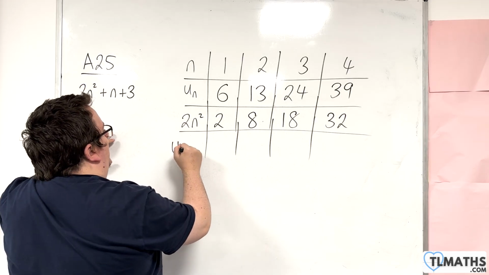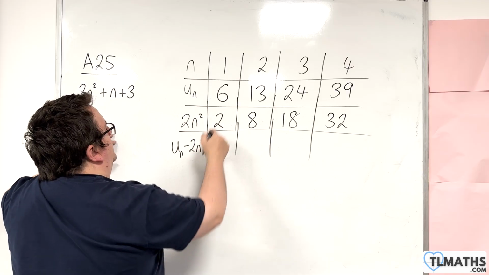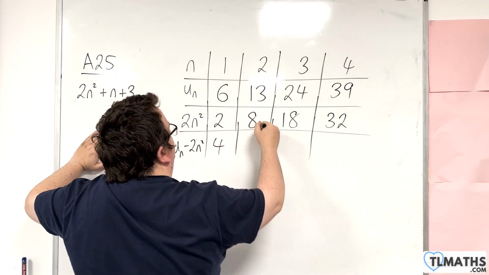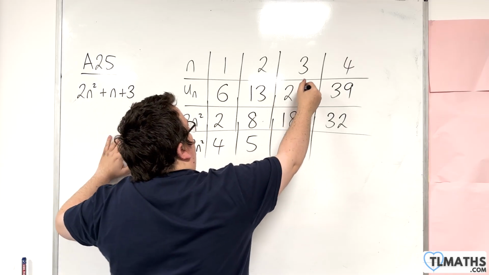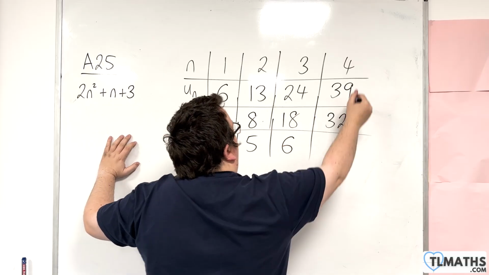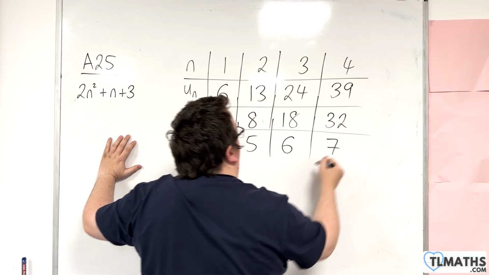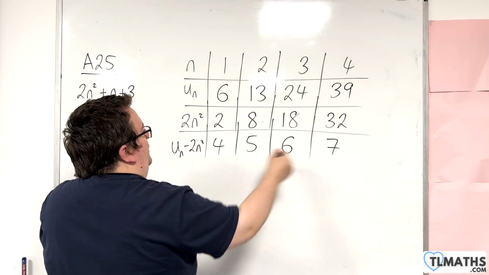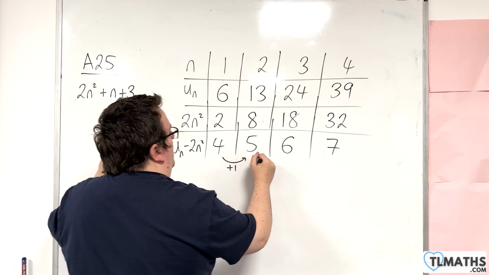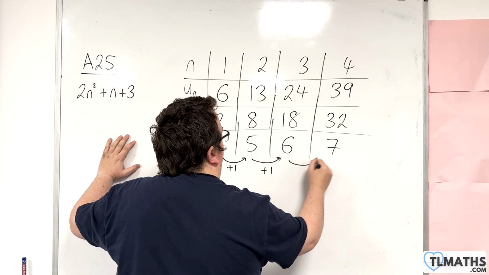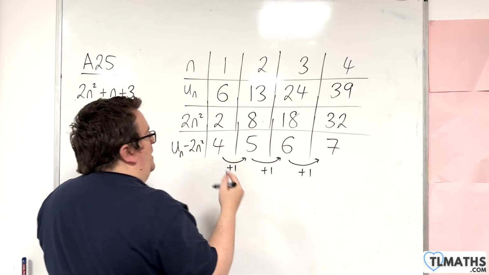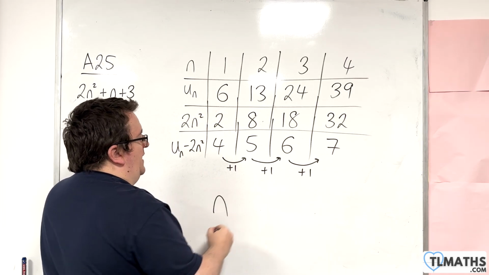So I'm going to do un take away the 2n squared. 6 take away 2 is 4. 13 take away 8 is 5. 24 take away 18 is 6. 39 take away 32 is 7. 4, 5, 6, 7. So I'm adding 1 each time. So that means 1 goes in front of the n.